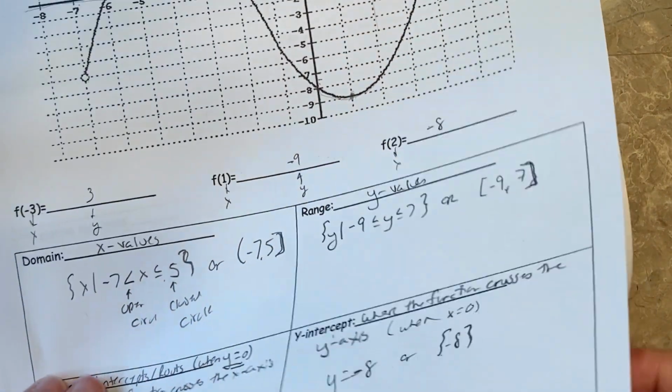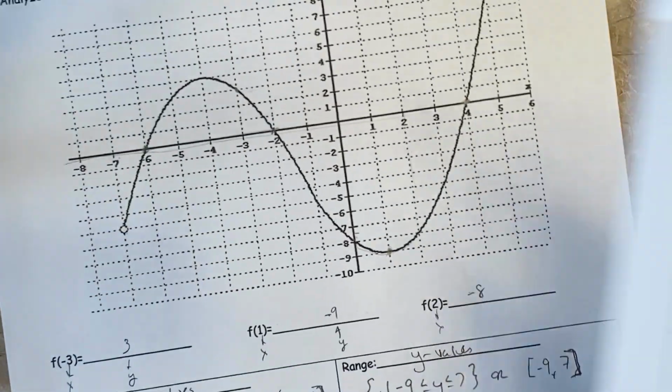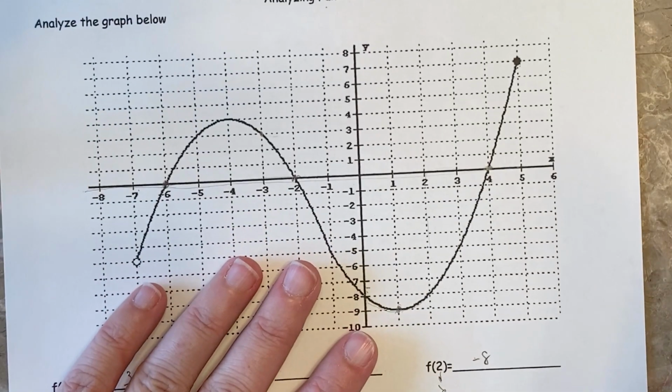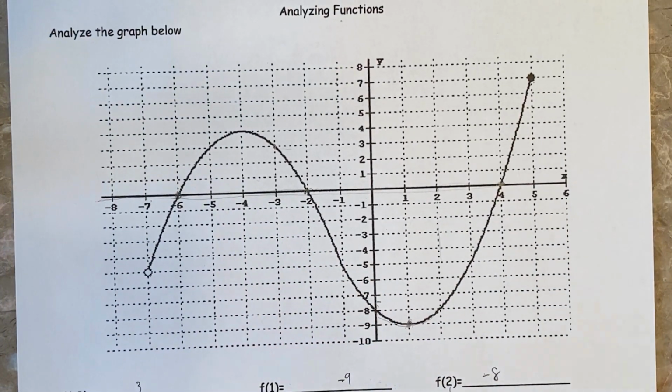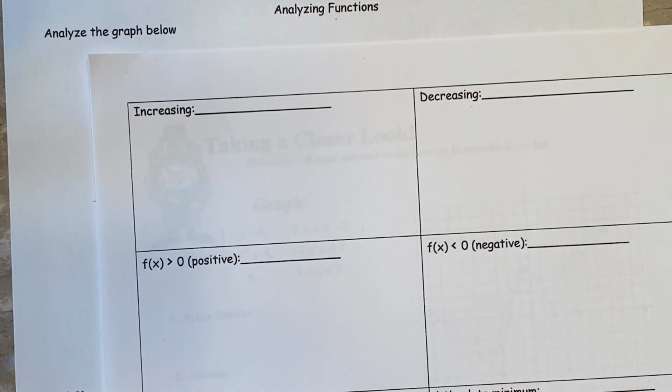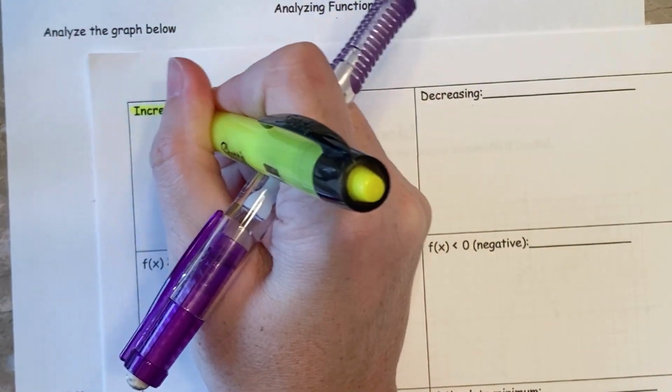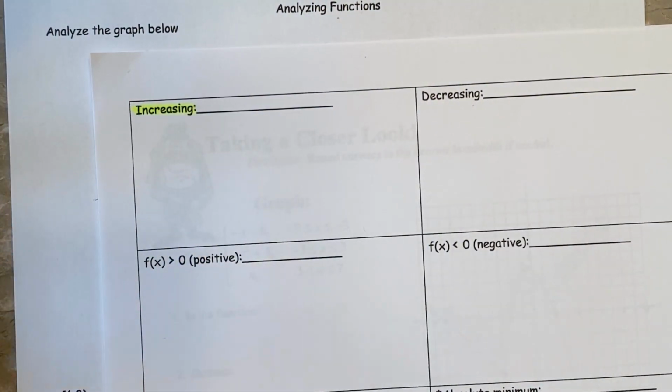Now we're going to move on to our new vocabulary. Okay, and I'm going to keep referring back to this right here. All right, new vocab. Here we go. So the first new vocab is called increasing. Okay, I'm going to try to use my highlighters too to try to help you out. You know, I'm all about the highlighters.